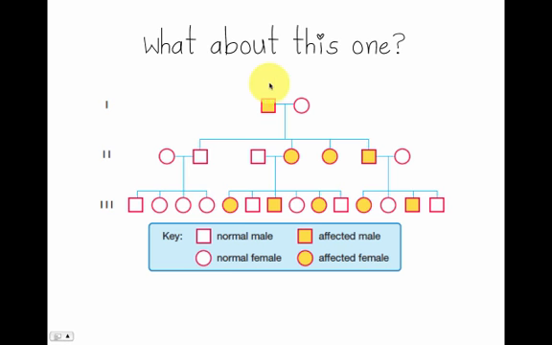Now this one, it's showing that both males and females are affected in roughly equal proportions, and it's present in every generation. So have a think about what that means. If you said that this condition must be autosomal dominant, then well done. Give yourself a clap.